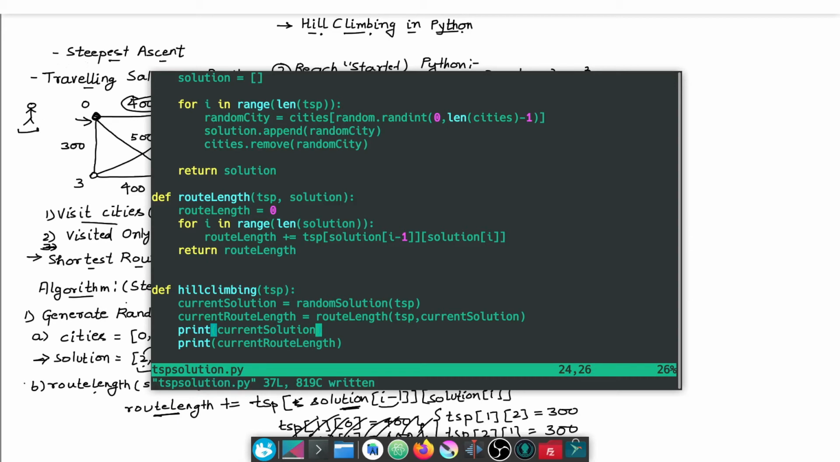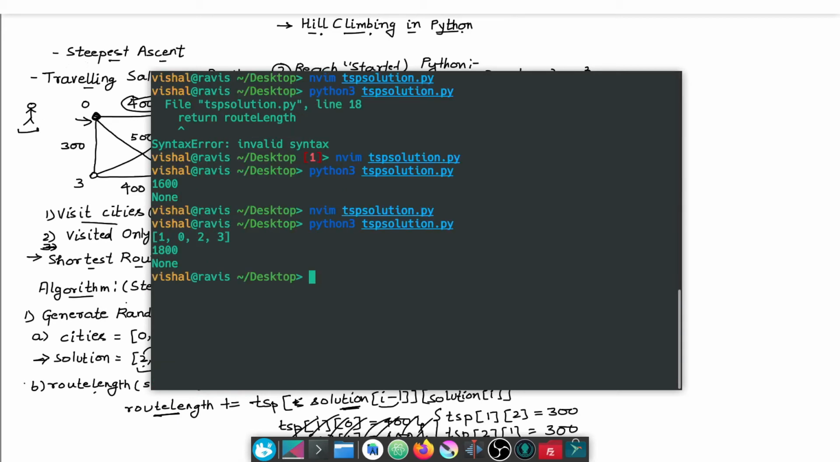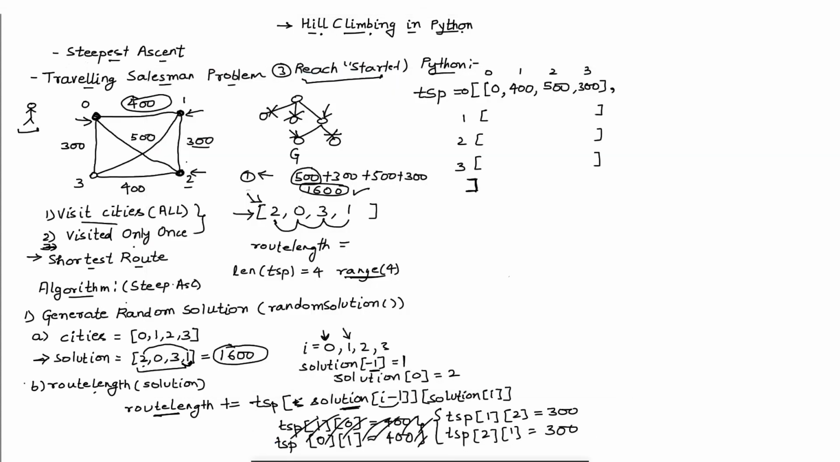Again write changes, and again I'm going to run this. So you can see that it shows the random solution as 1023 and the root length is 1800. You can calculate that, it will evaluate as this, right? So this is our first step where we have generated a random solution, which is 1800, right? So if you take a look at the algorithm, we have generated a current solution as 1800. Now what I want to do is find out the neighbors of this solution, right? All the neighbors of this solution.